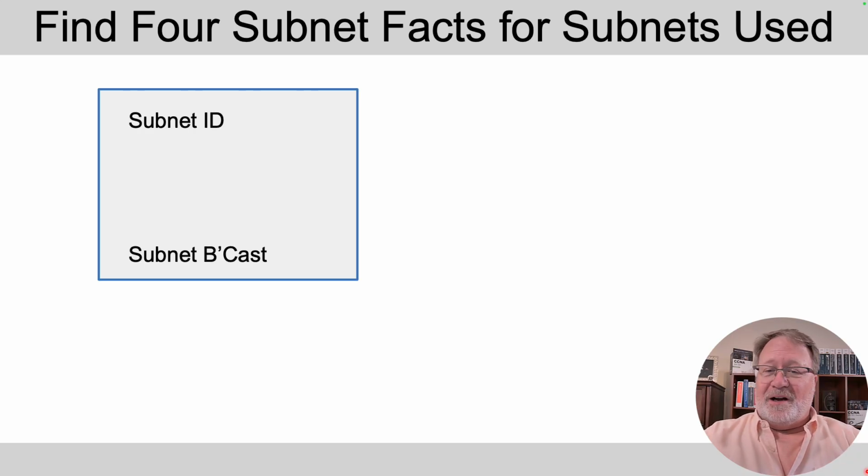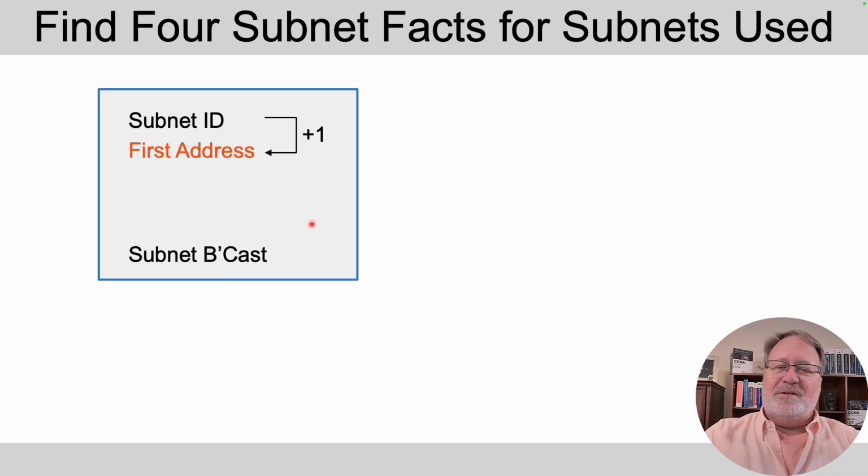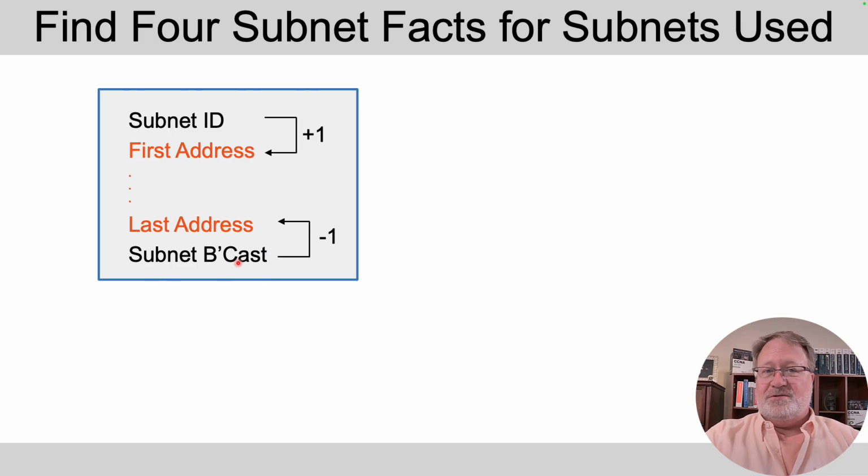So you've already figured out the subnet ID, and then you can calculate the subnet broadcast address. From there, you can figure out the first or lowest IP address by adding 1 in the 4th octet to the subnet ID, and to find the last usable address or the numerically highest usable address, you subtract 1 from the 4th octet of the subnet broadcast address.